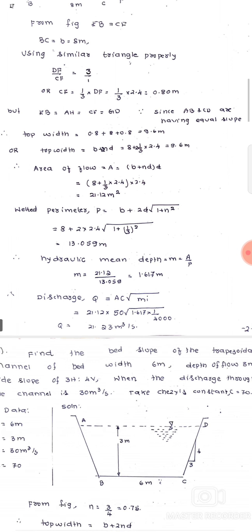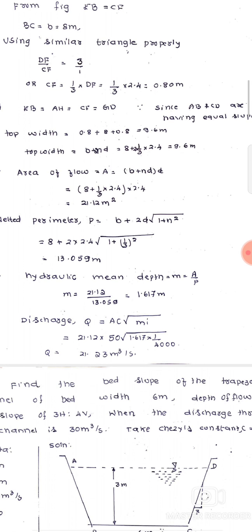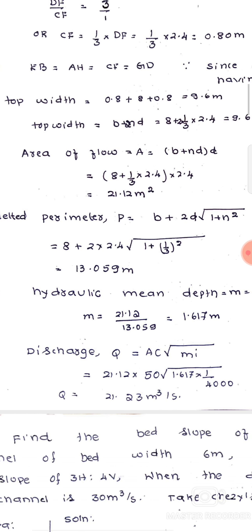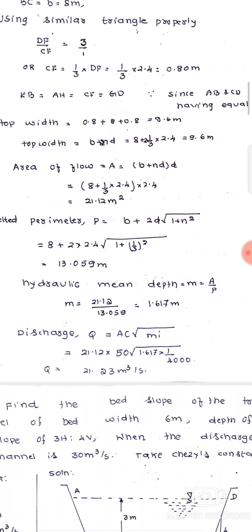Then the wetted perimeter. To find the wetted perimeter, we have the formula, where the water touches the surfaces, that is B plus 2D into square root of 1 plus n square. We can just substitute the values: 8 plus 2 into 2.4 into square root of 1 plus 1 by 3 whole square. Then you'll get the perimeter as 13.059 meters.